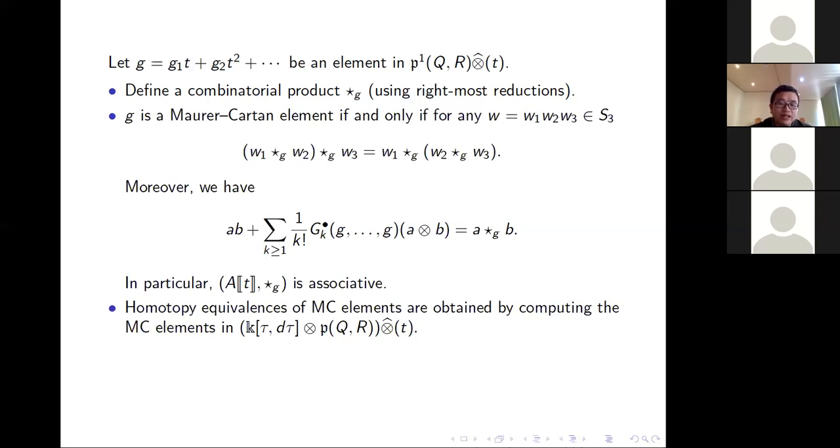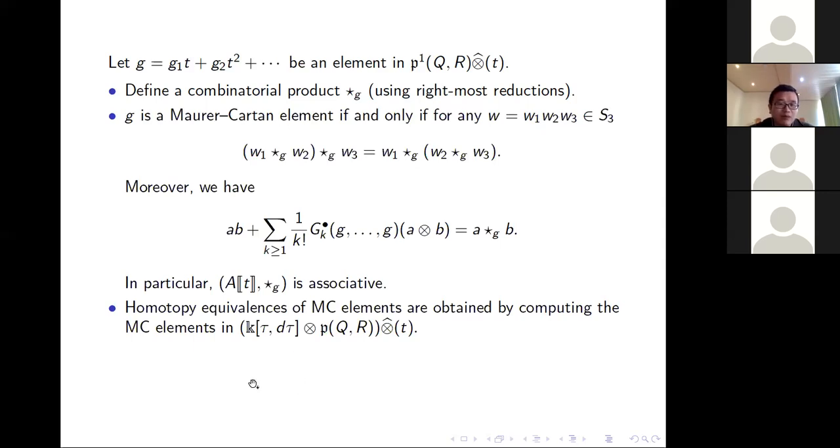Okay, and if we have a Maurer-Cartan element for this L infinity algebra, then we can take tau to be 0, d tau to be 0, and we get a Maurer-Cartan element for PQR tensor T. And if we take tau to be 1, d tau to be 0, we should get another Maurer-Cartan element of PQR tensor T. And then we say these two Maurer-Cartan elements are homotopy equivalent.